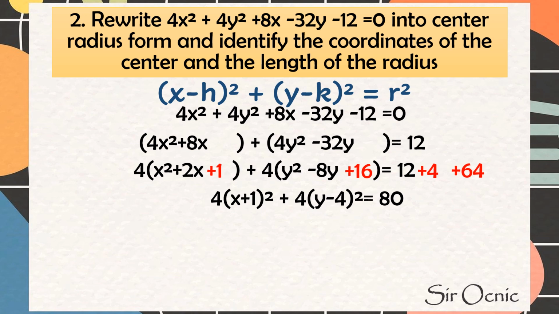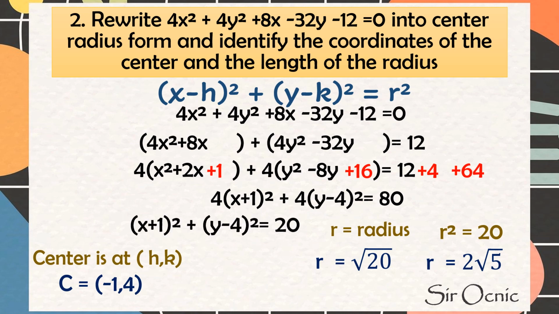By eliminating the common factor 4, that is equal to quantity x plus 1 squared plus quantity y minus 4 squared equals 20. Since we now have the standard form, we can now identify the values of h and k in the equation. So the center of the circle is given by the coordinates -1 and +4, while the radius is equal to square root of 20 or r is equal to 2 square root of 5.